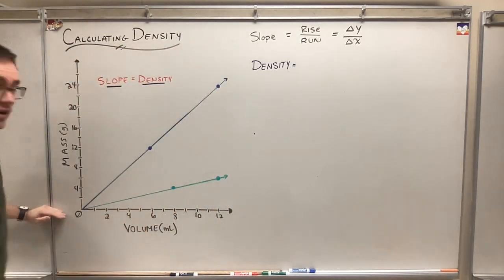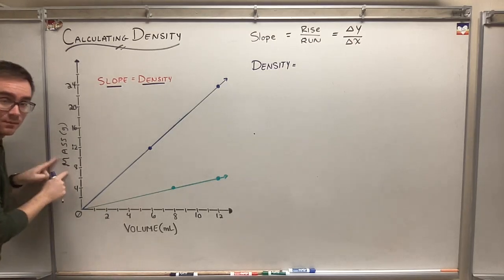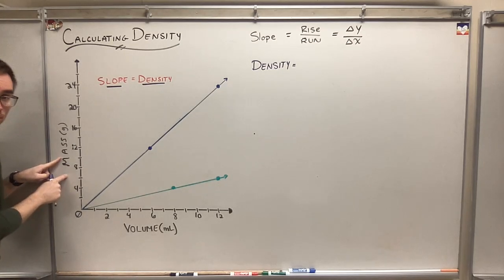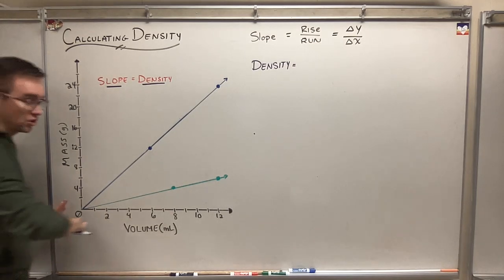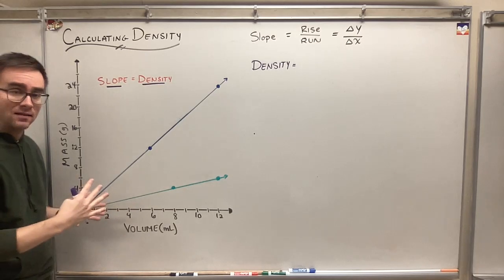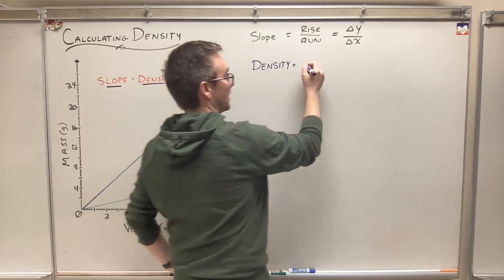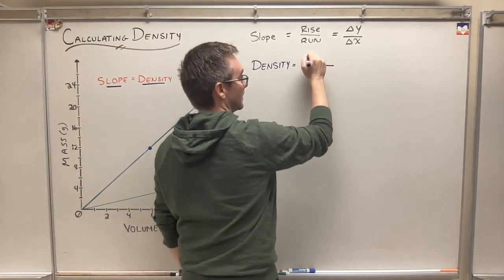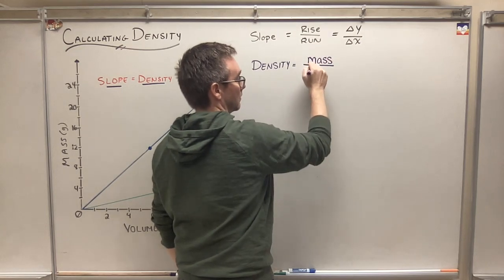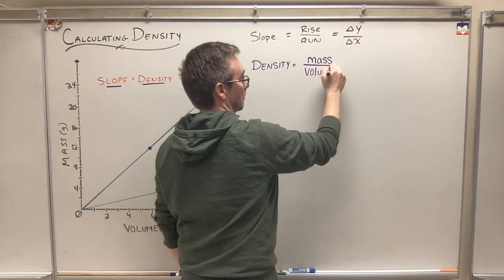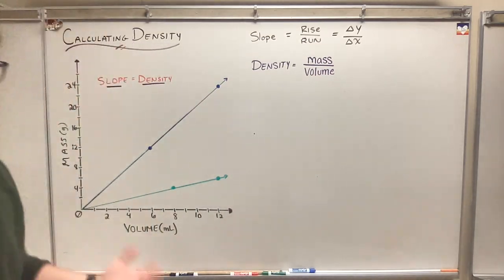Rise is not just some generic y-axis. We actually have something here on the rise. We have mass. And when it comes to run, we don't have just generic x-axis like we do in math class. We actually have something here. It's volume. So when we say rise over run, what we're really saying is the amount of mass over the volume. Right? And that's our formula right here.